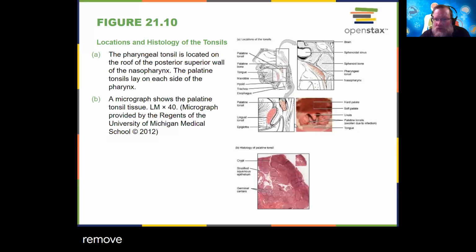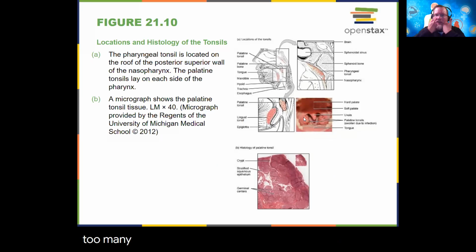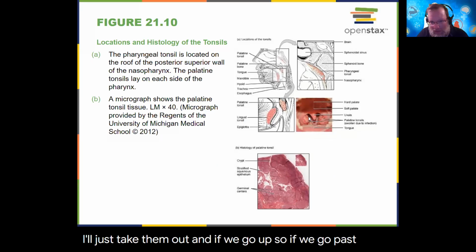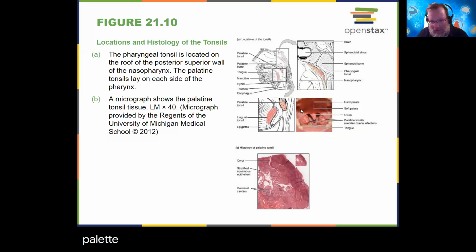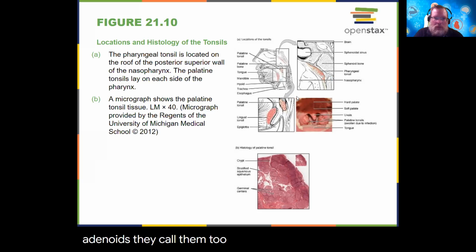They'll remove them. Sometimes tonsils will get, right? If you get too many tonsillitis bouts, showing up to the doctor too often, they'll just take them out. And if we go past the palatine tonsils and kind of up in this area here above that soft palate, that's where you find the pharyngeal tonsils, or adenoids, they call them too.